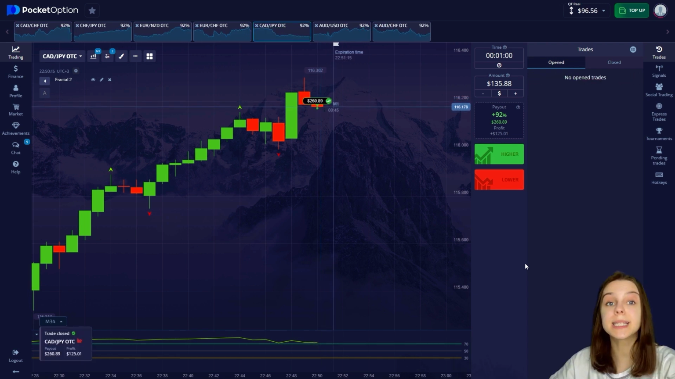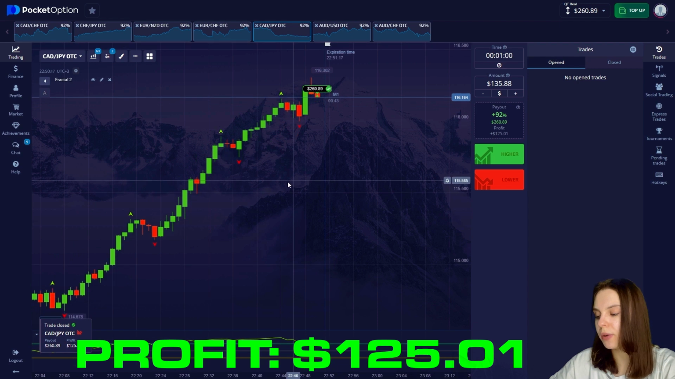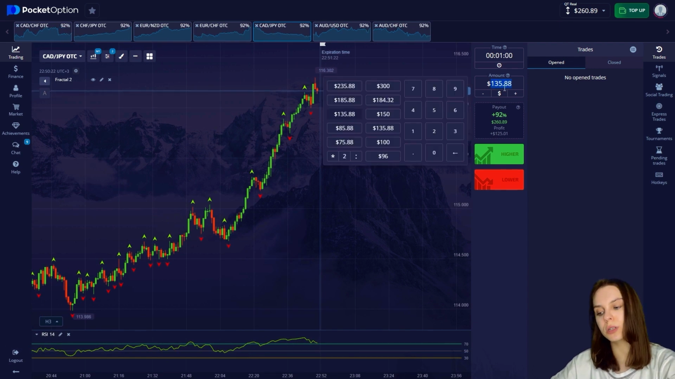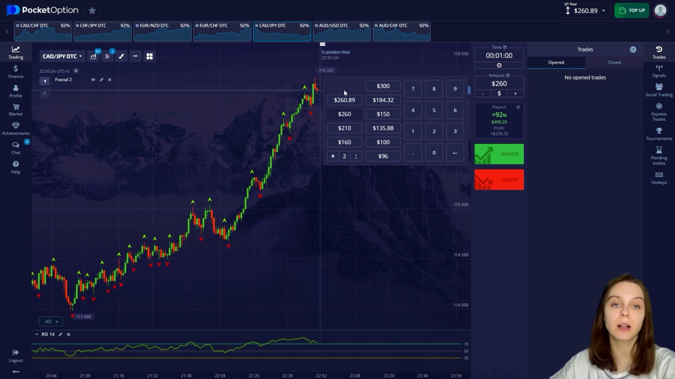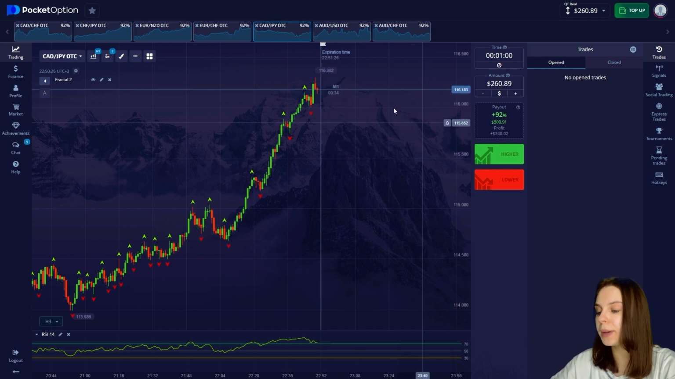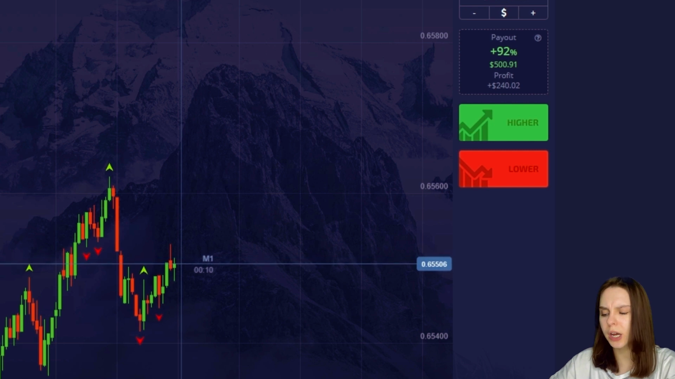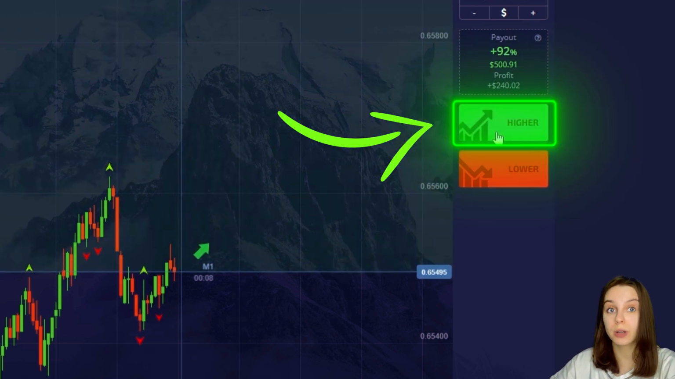This currency pair is excellent. We also have a positive advantage with it. We instantly increase the amount of our transaction to the size of $260.89 and immediately move on to the next currency pair. So we moved on to the next currency pair. Let's open a trade here on the rise and begin the general analysis.